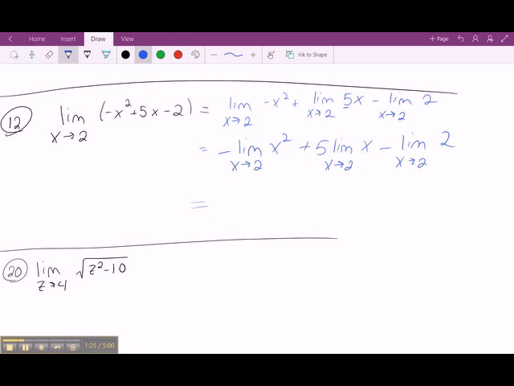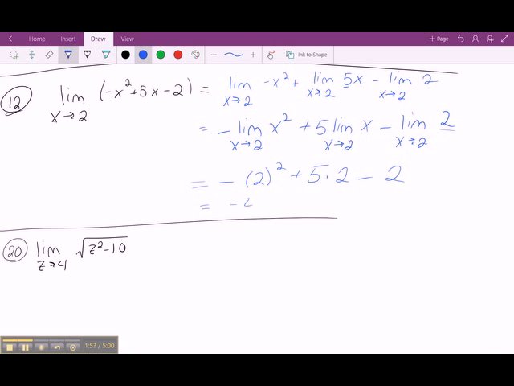So if we look at finishing this one out with the limit laws, though, we'd have negative, and then what we do as x approaches 2 for x squared, all you do is you plug in 2. So we're going to have 2 squared. And then we have plus 5 times the limit as x approaches 2. So we would just plug in 2. And then one of the other limit laws is the limit of a constant, which is what we have here, is equal to the constant itself. So this limit is going to be equal to negative 4 plus 10 minus 2. So 6 minus 2 is 4.